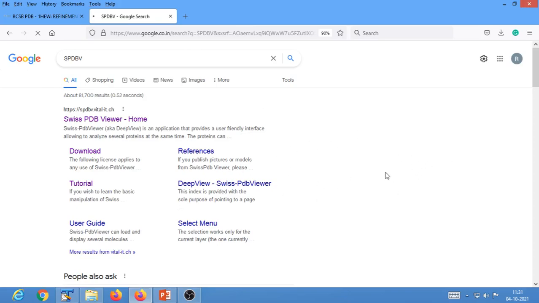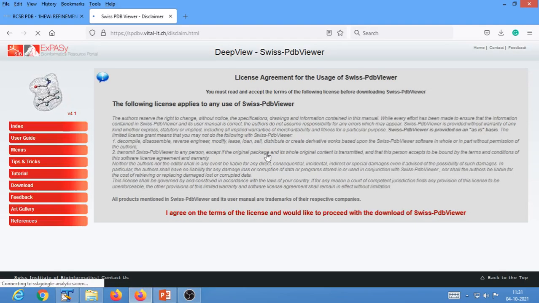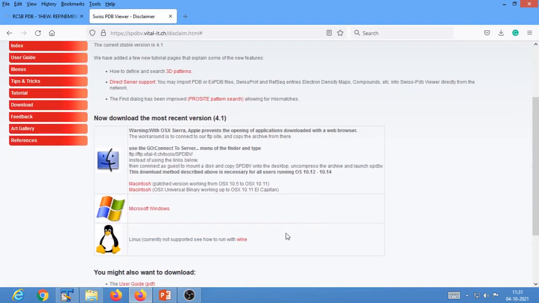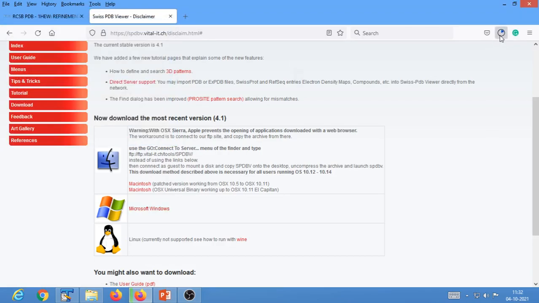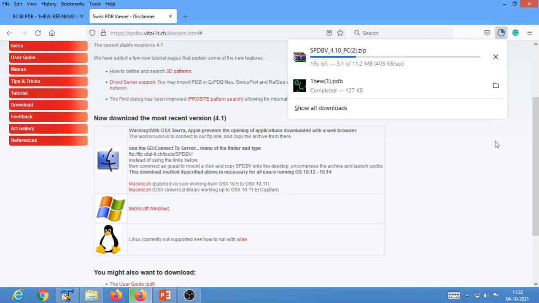You would be taken to their website from where you can download. You need to agree on these terms and license. Since I expect that most of you must be working with Windows, you need to download your software from this Windows option. Okay, and there would be a zip file. If you save this zip file, it would be saved in your download folder. Okay, and I have already done it.